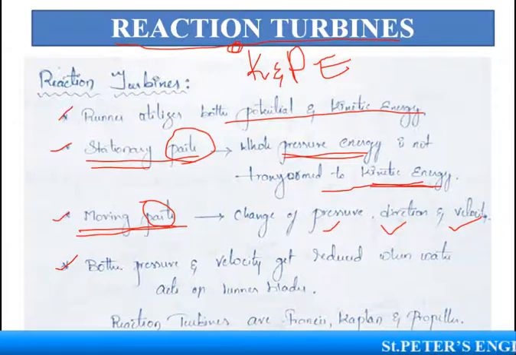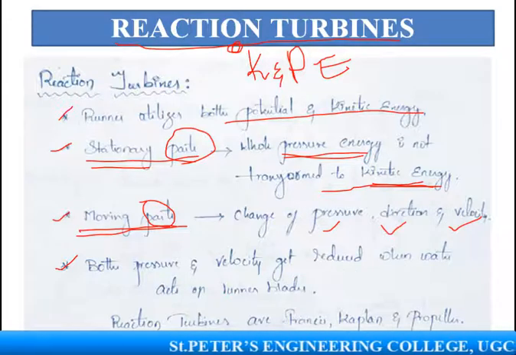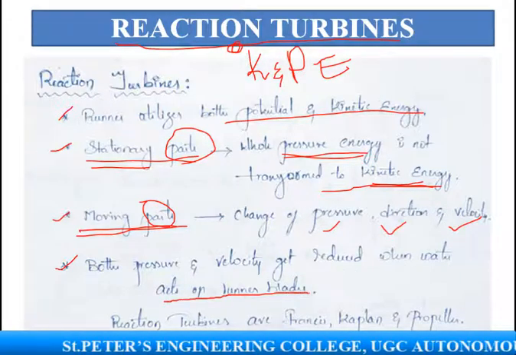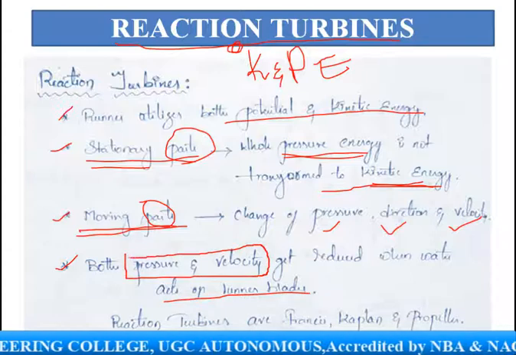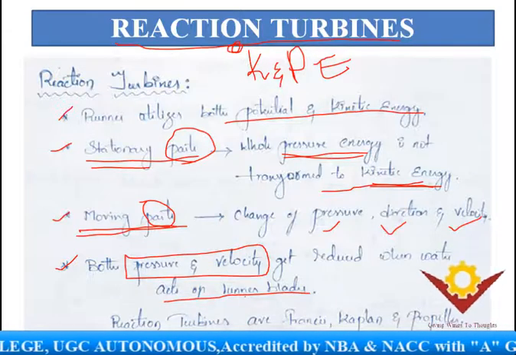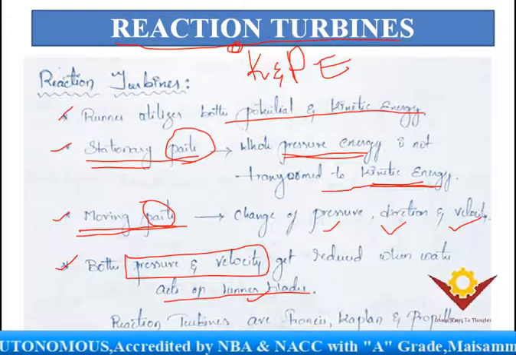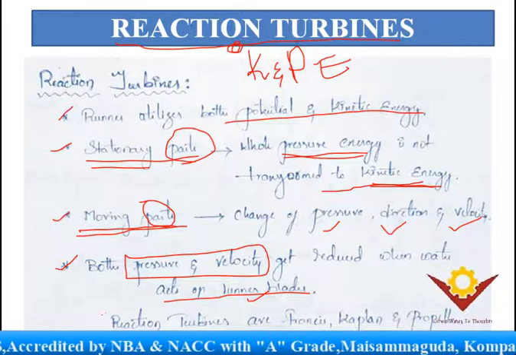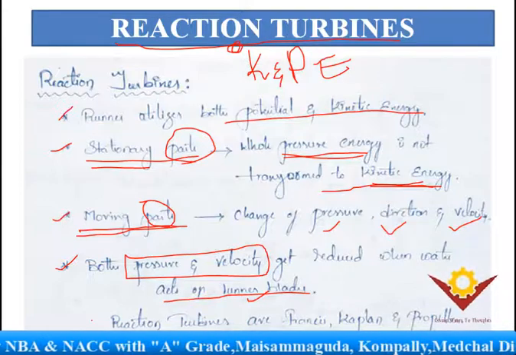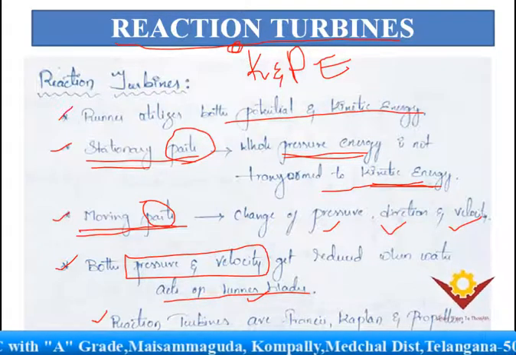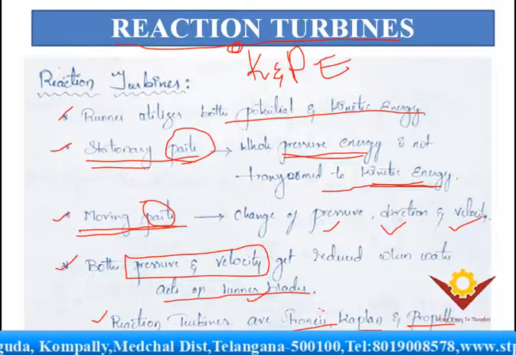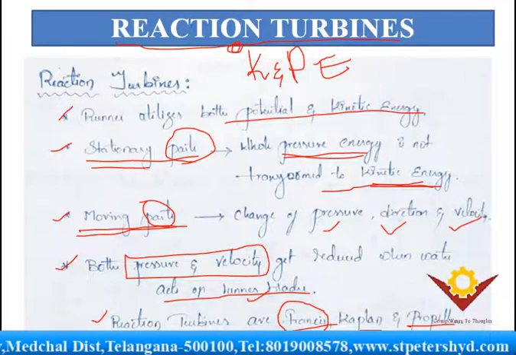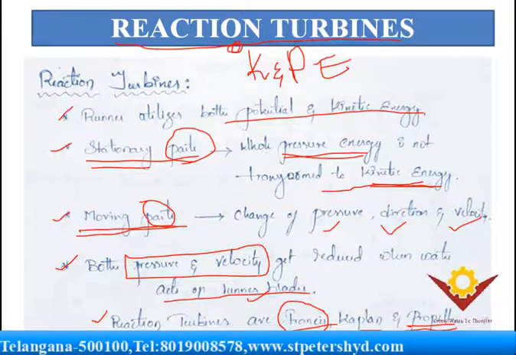And in these reaction turbines, both pressure and velocity get reduced when water acts on the runner blades. Okay, both will reduce. Why? Because the runner extracts the pressure and velocity from the water impinging on the runner blades. And we see the examples of reaction turbines here: Francis, Kaplan, propeller. We already saw these, but in this session we'll discuss more about the Francis. In the next coming session we'll see the Kaplan and the propeller.